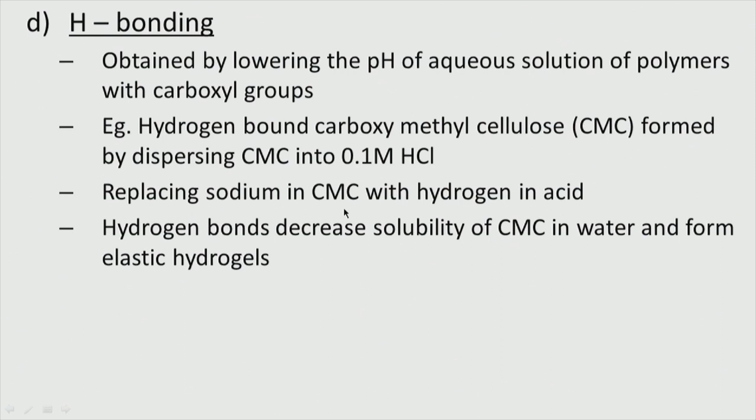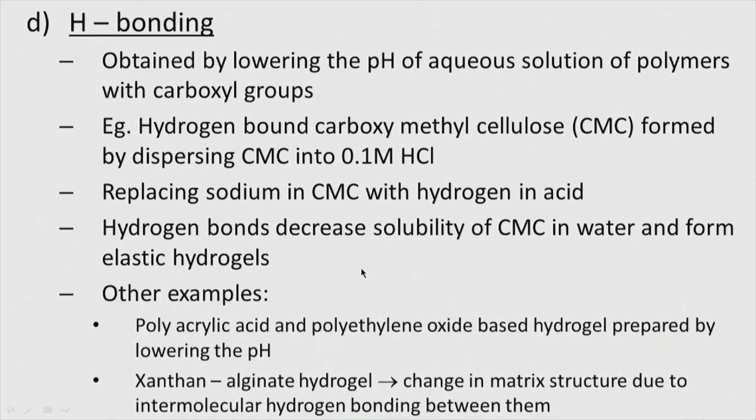Replacing sodium in CMC with hydrogen in acid. Okay. So, when I add acid, sodium gets replaced by H, so it can form hydrogen bonds. Hydrogen bonds decrease the solubility of CMC in water, so they form elastic hydrogels. Other examples, we have a polyacrylic acid and polyethylene oxide based hydrogel prepared by lowering the pH.